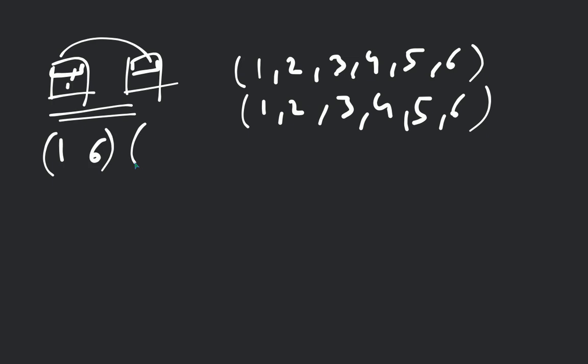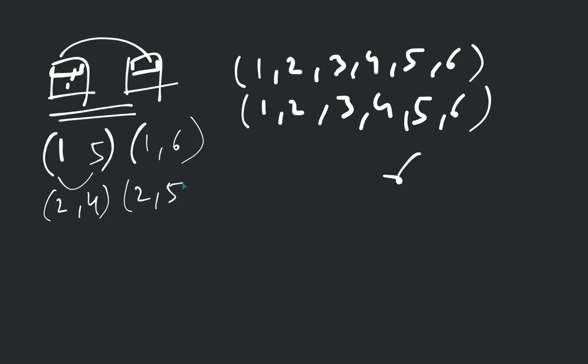Greater than 5. So greater than 5 means the first question will be (1, 5), because 1 plus 5 is 6, which is greater than 5. The next one will be (1, 6). Next, coming to 2: (2, 4), (2, 5), then (2, 6).